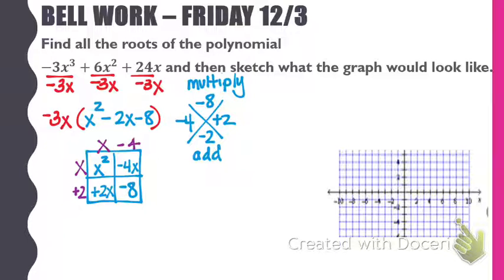So my factors are negative 3x, set that equal to 0. Take the x plus 2, set that equal to 0. And x minus 4, set that equal to 0. Go ahead and solve those three equations.